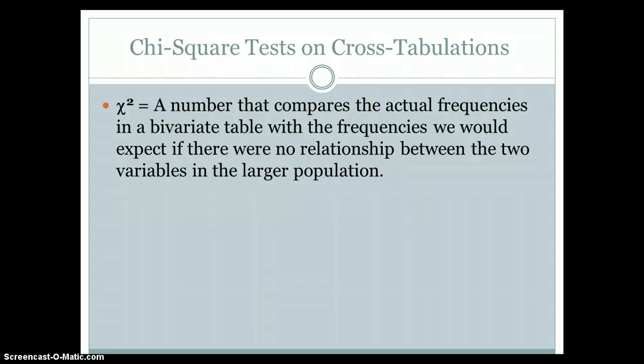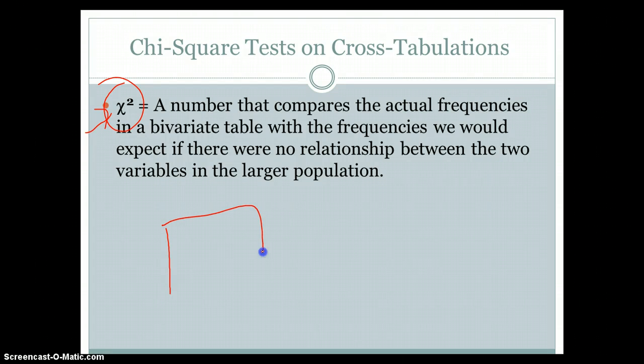Now I want to talk more specifically about what a chi-square test is, specifically a chi-square test of independence, or when you're using cross-tabulations as a start. A chi-square, notated as the Greek letter chi squared, is a number that compares the actual frequencies in a bivariate table with the frequencies we would expect if there were no relationship between the two variables in the larger population.